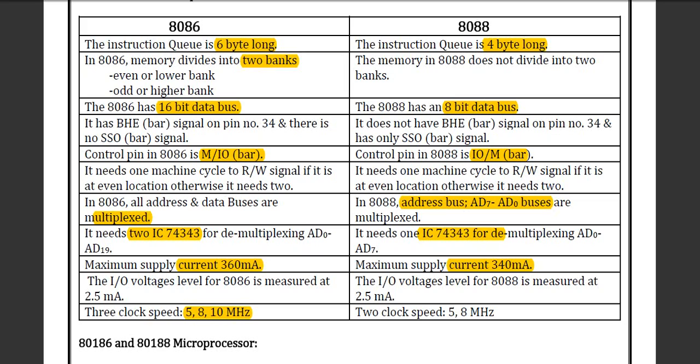These have two banks. Even is for lower banks and odd is for higher banks, but 8088 doesn't have any bank. It has a 16-bit data bus. This one only 8. This can be multiplexed, but this cannot. There are 3 clock speeds, 5, 8 and 10 in 8086, but in 8088 we have only 5 and 8. You can have a snap of this one.